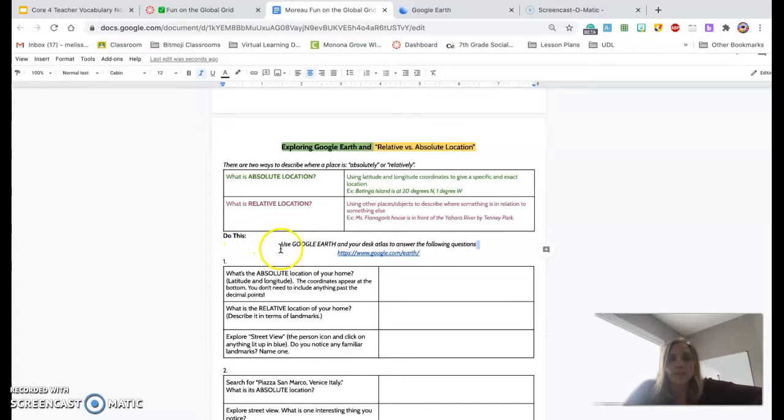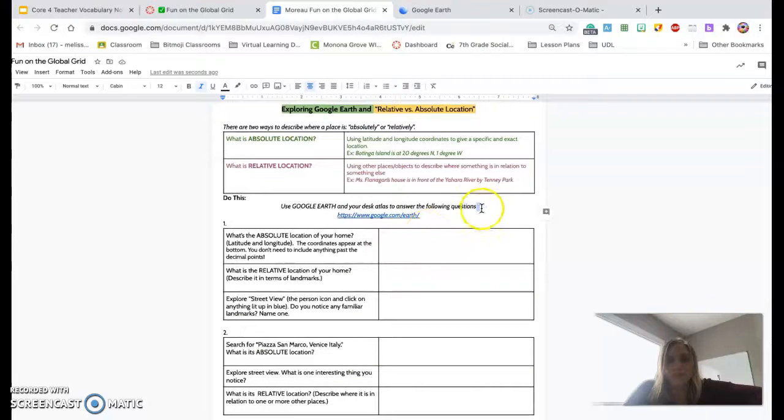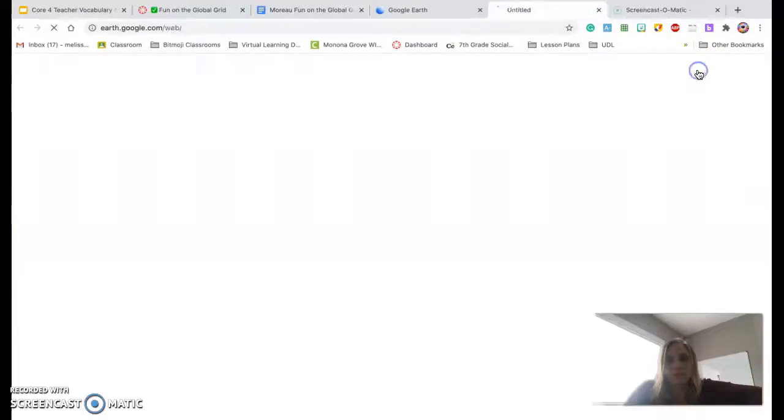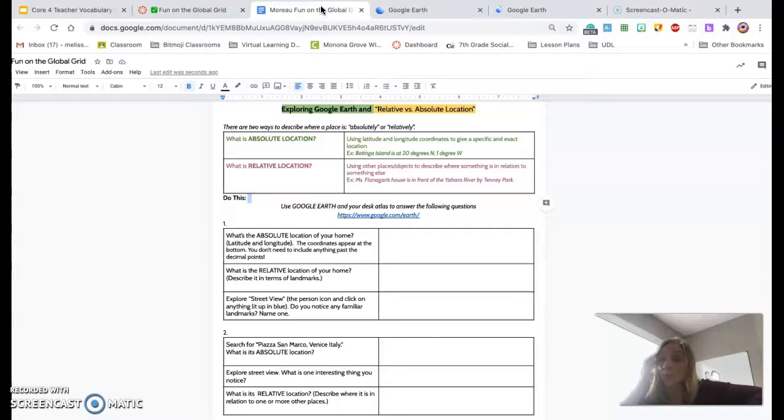So what you have to do today is you're going to use Google Earth and your desk atlas, or an atlas or a map if you need it. You can use the one from above if you need it, to answer the following questions. So the first thing you're going to do is you're going to launch Google Earth. And it's going to look like this, and then you just hit launch. And then you might have to let it load for a little bit. So question number 1 says, what's the absolute location of your home? Latitude and longitude. So the coordinates appear at the bottom. You don't need to include anything past the decimal points.